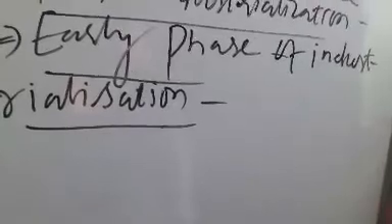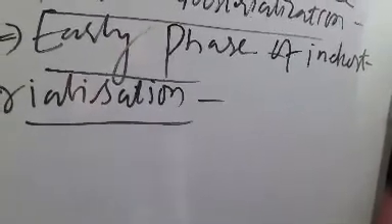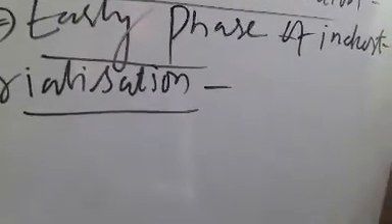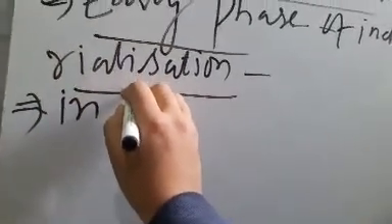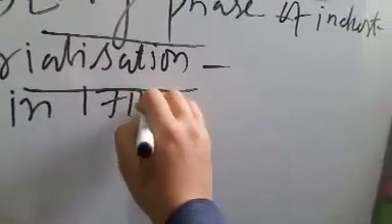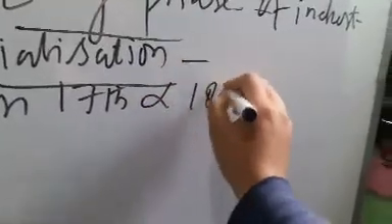Now, how was this industrialization carried out? Who were the workers working there, and how did this process start? Now we will look into that. Actually, it was in the 17th and 18th century.